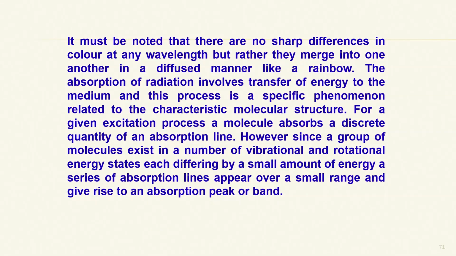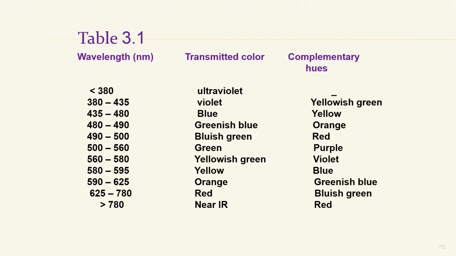Now, it must be noted here that there are no sharp differences in color or wavelength. For example, in the previous slide I was showing you this is 380 to 435 and this is 435 to 480. Now, what about 440? For 380 to 435 it is violet. How would 440 look? I have no way of telling exactly, because it all depends upon the observer, your eye, your capability, how good your eyes are, how sharp your eyes are, etc.